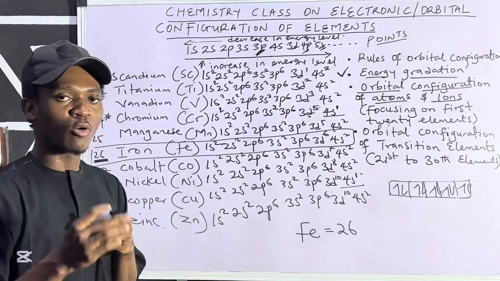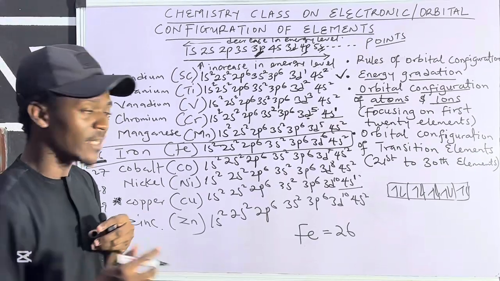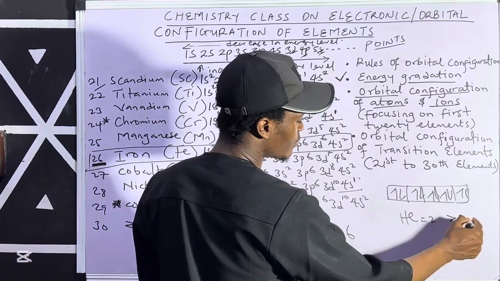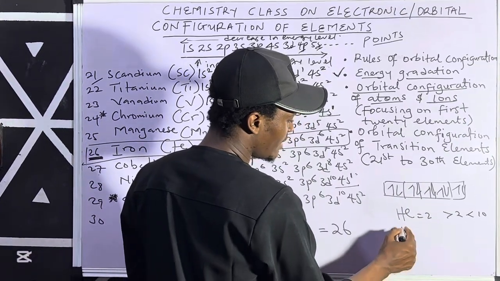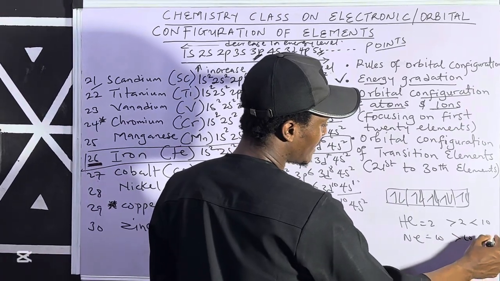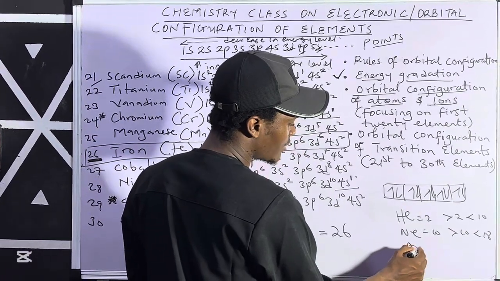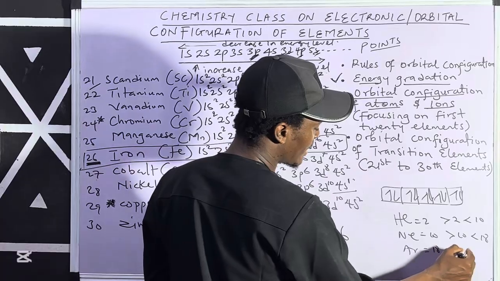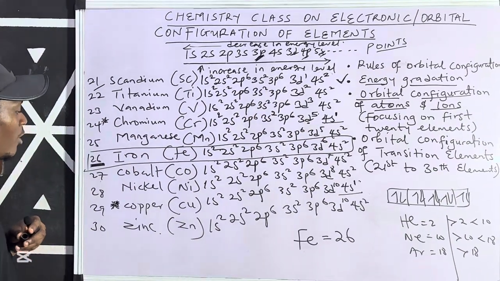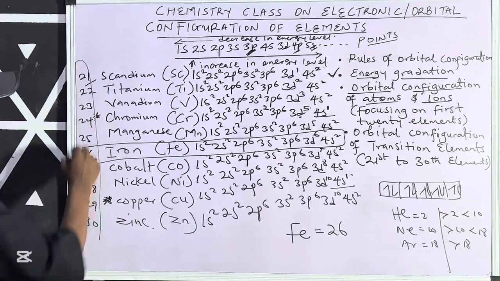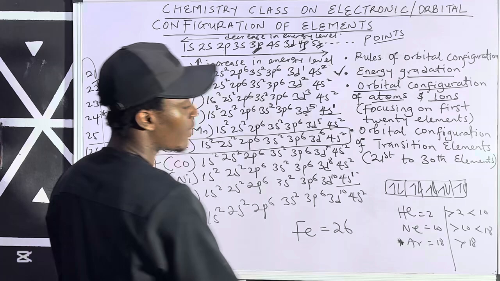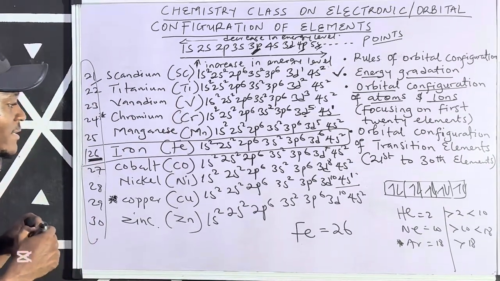Then what should be the condensed? Now remember what I told you, that helium is used when it is greater than 2 and less than 10. Neon is used when it is greater than 10 and less than 18. Then argon is used when it is greater than 18. All right. So it means all of these elements fall in the category of what? Of argon. All right. Why? Because they are all greater than 18.